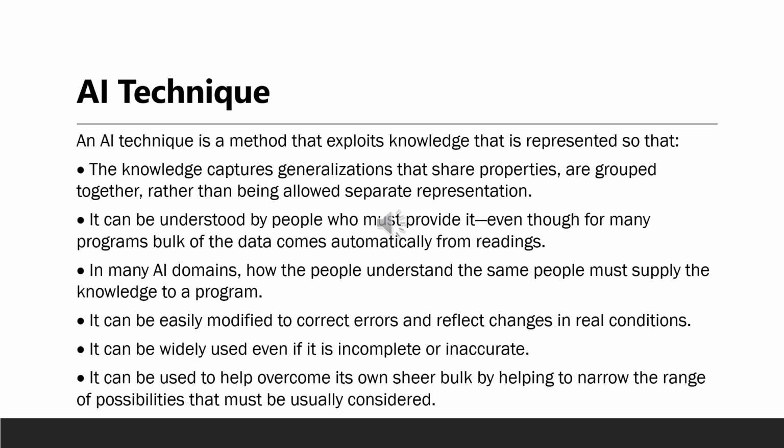And that is why an AI technique is a method that exploits the knowledge that is represented so that, one, the knowledge captures generalizations that share properties which are grouped together rather than being allowed separate representation. And two, it can be understood by people who must provide it, even though for many programs the bulk of their data comes automatically from reading.